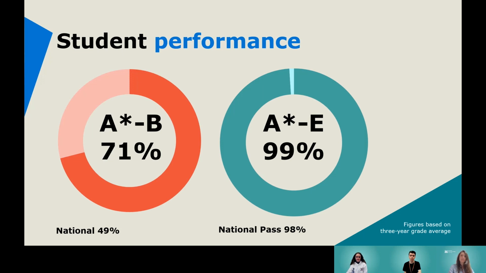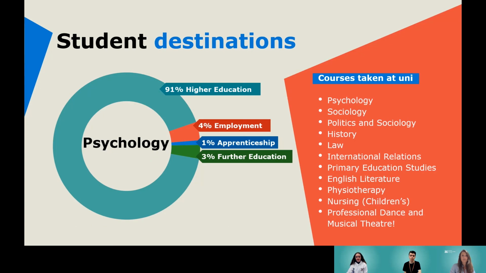Our student performance is consistently and significantly above national average, the national average being 49%, and our students achieving 71% A star to B grades, and for their pass rate 99% A star to E grades. For Hills Road psychology students, there's a variety of destinations that the psychology A-level leads them on to after the A-level onto higher education. So 25% do go on to do a psychology degree.